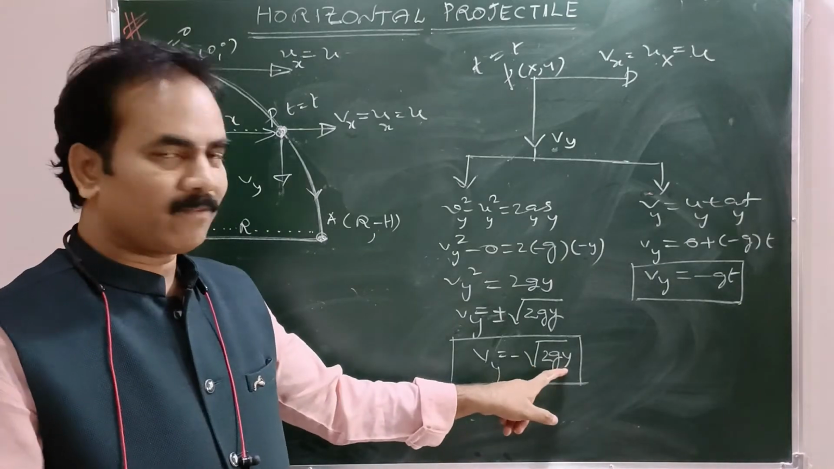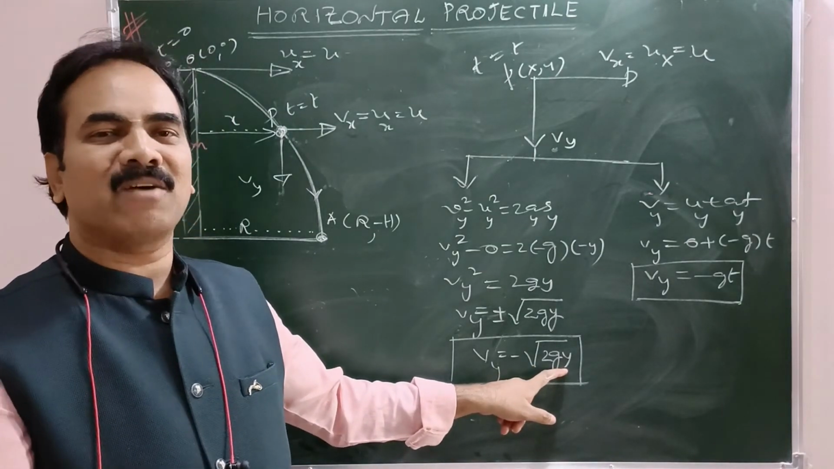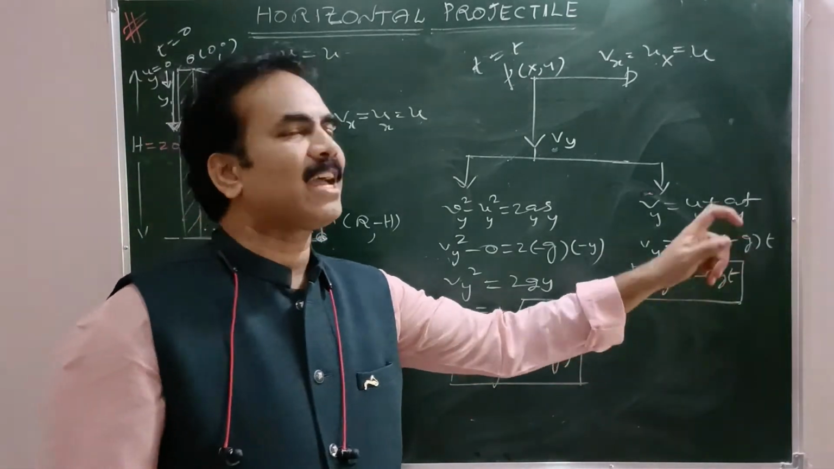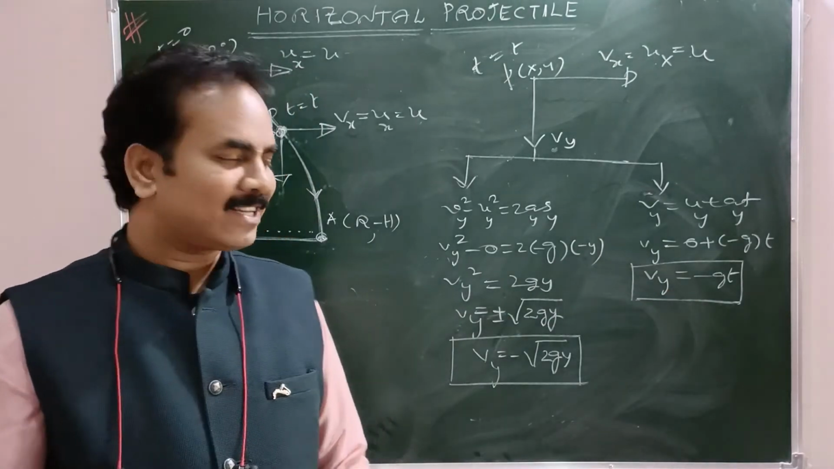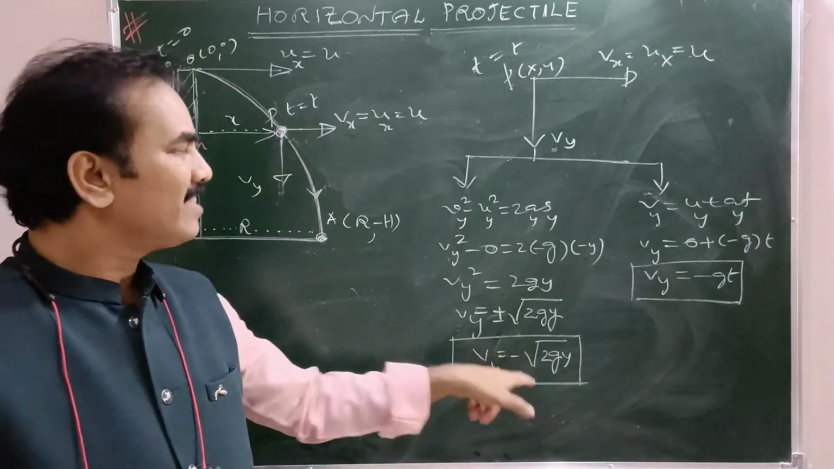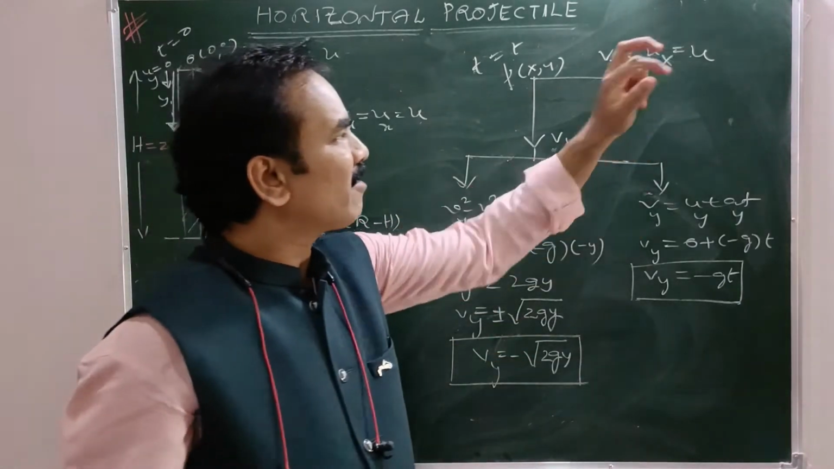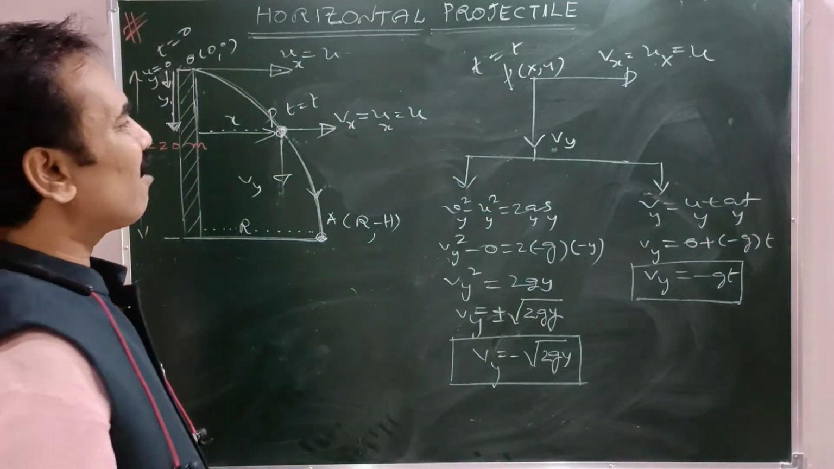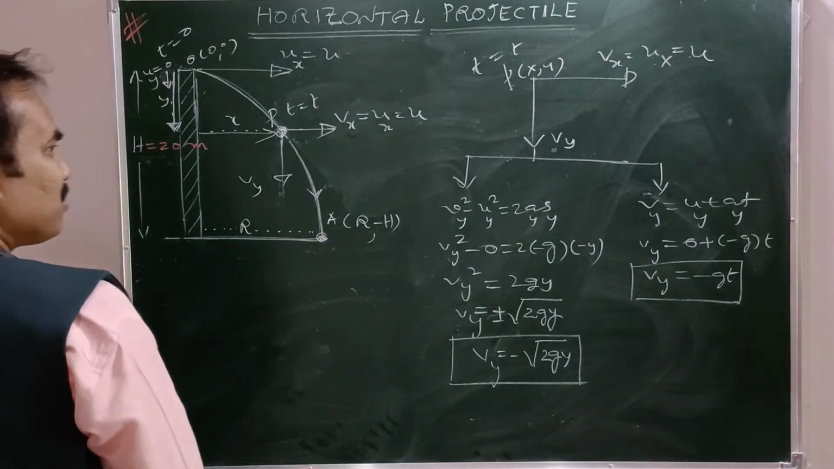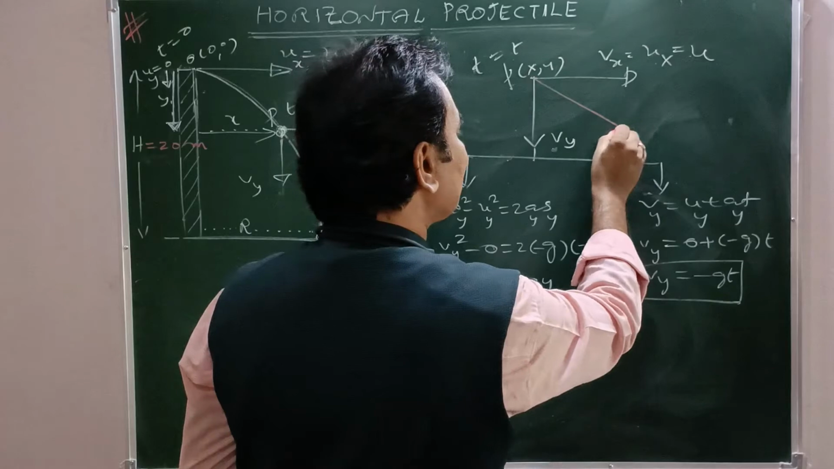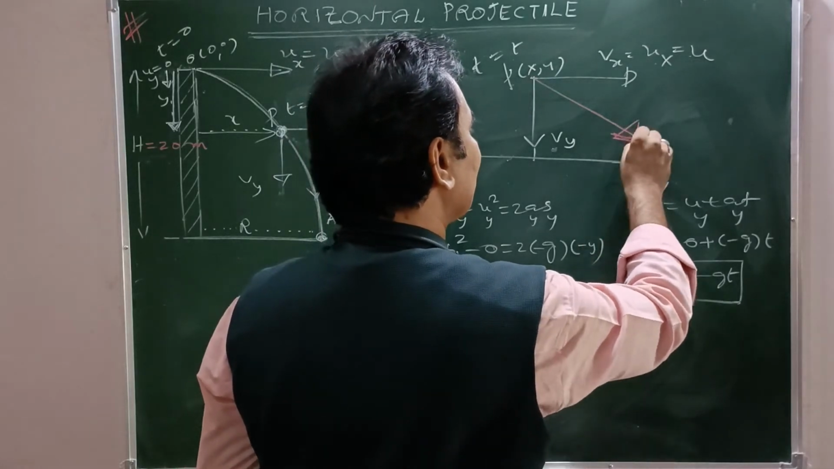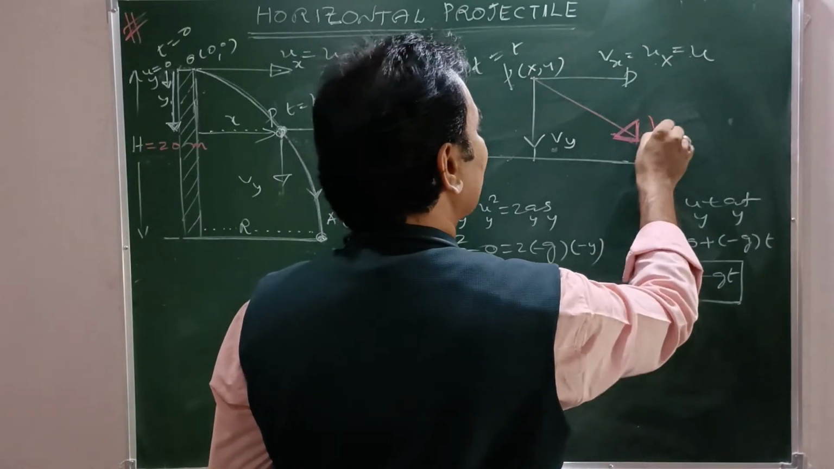One in terms of the y coordinate or vertical displacement covered. One more in terms of time. If you are given time, go with this relation. If you are given the vertical displacement covered, go with this relation. But the horizontal component remains the same. Now, what is the net velocity here? Net velocity means, see, this is Vx, this is Vy, this is the net velocity.